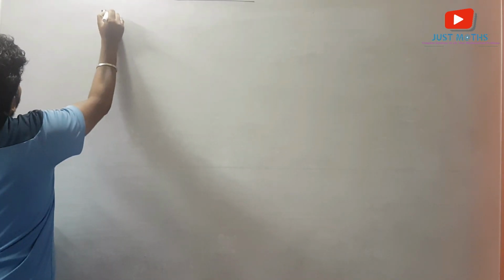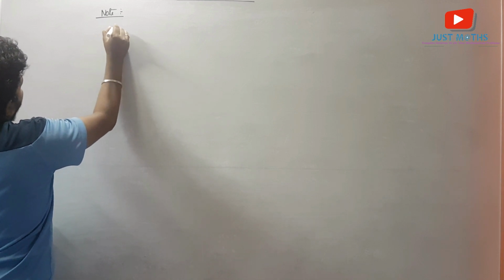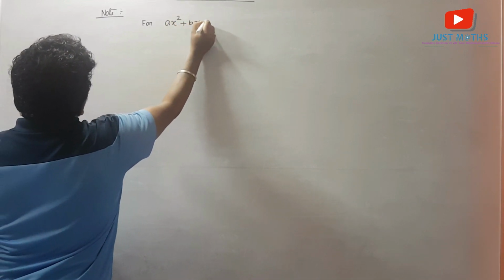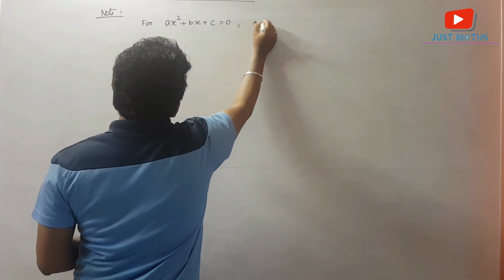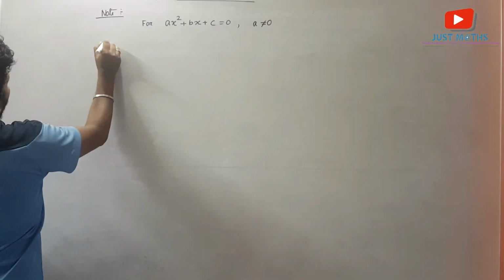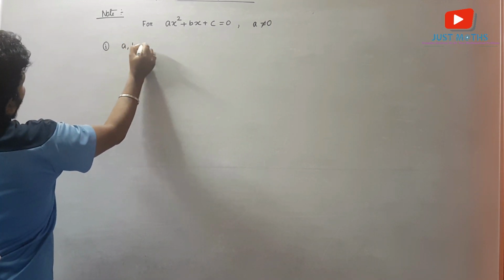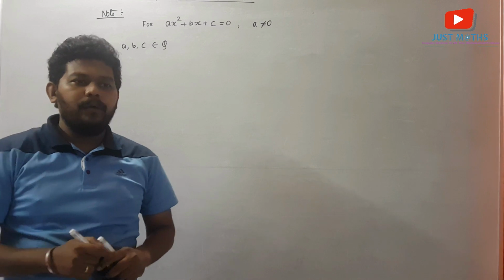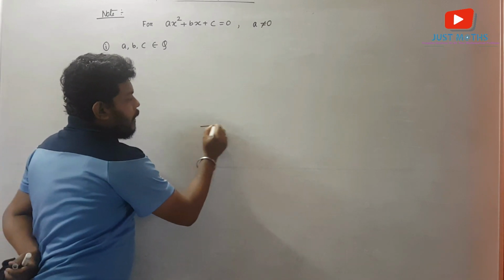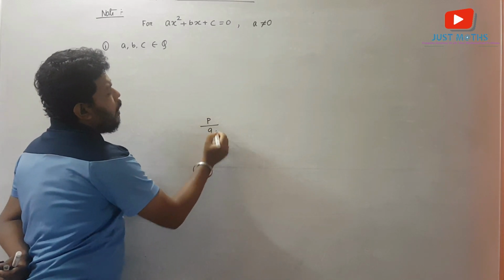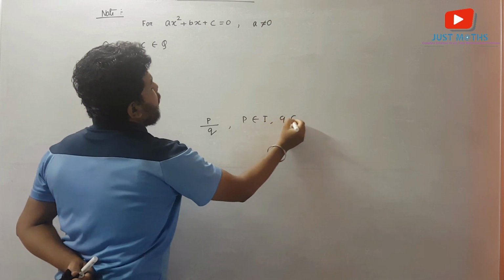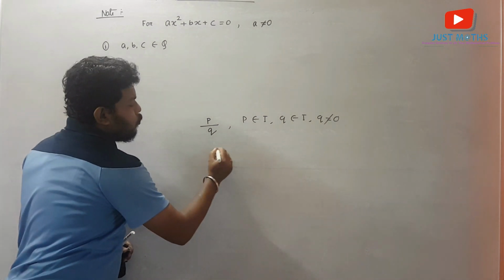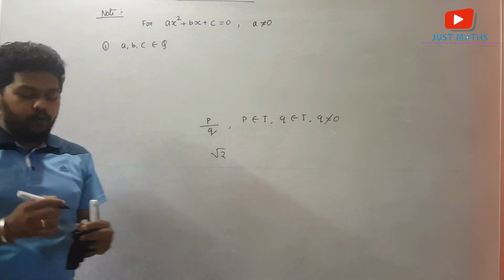Note 1. For ax square plus bx plus c equal to 0, given a not equal to 0, when a, b, c belong to Q, Q means a, b, c are rational numbers. What are rational numbers? When you express a number in p by q form, where p is an integer and q is an integer and q not equal to 0, we can say it is a rational number. For example, root 2 is an irrational number because it cannot be expressed in p by q form.